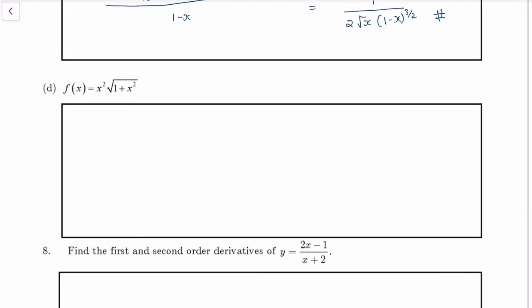Question D. f(x) equals x squared sqrt 1 plus x squared. This one, product rule.